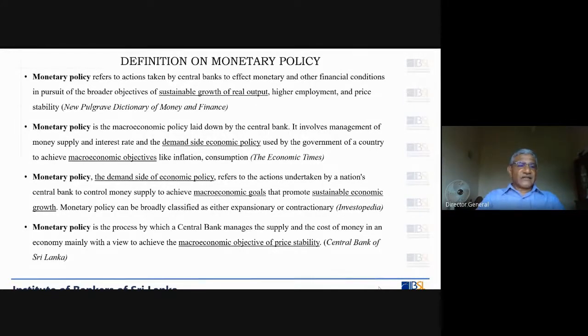And there's another definition. Let's look at it. Monetary policy is the macroeconomic policy laid down by the central bank. Okay?